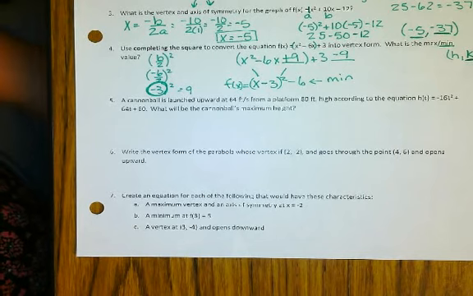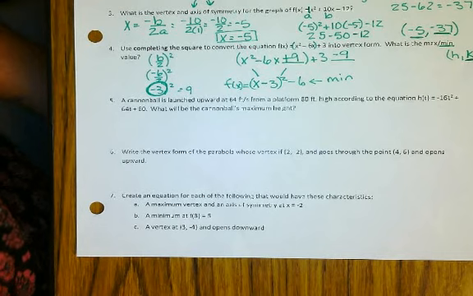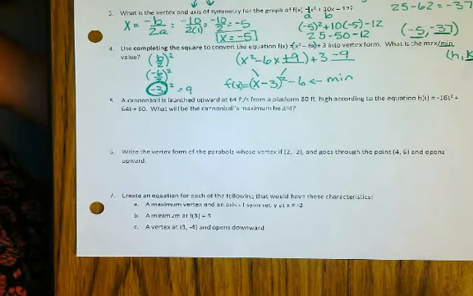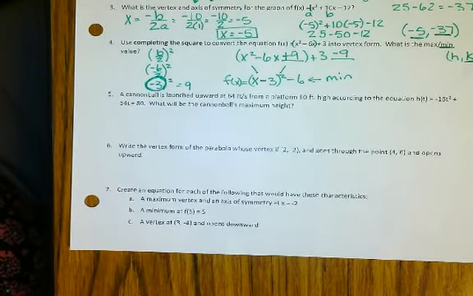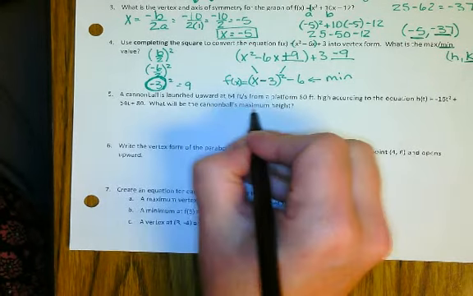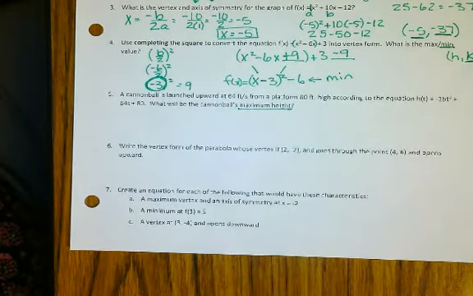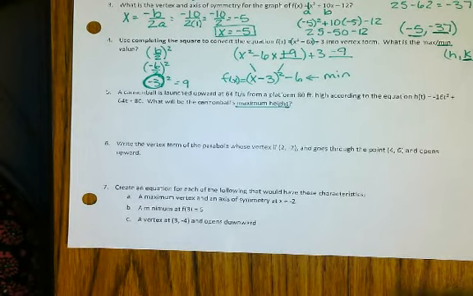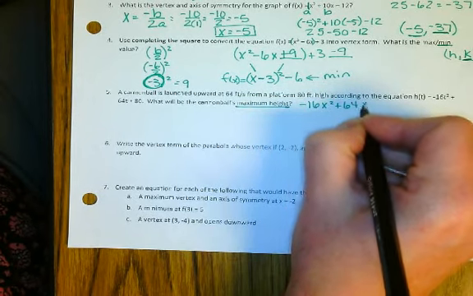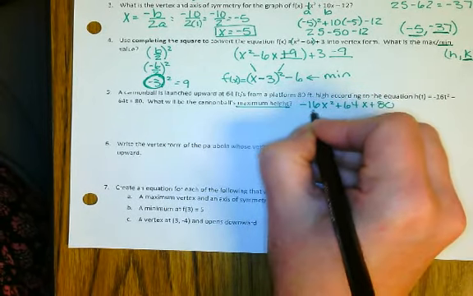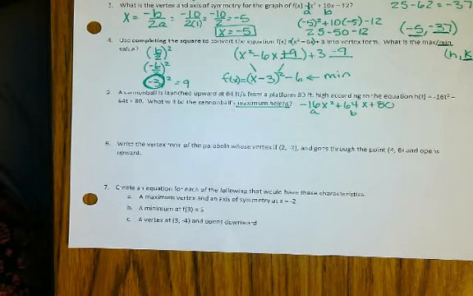Alright, on the next one, it says a cannonball is launched upward at 64 feet per second from a platform 80 feet high. According to the equation, negative 16t squared plus 64t plus 80, what will be the cannonball's maximum height? Okay, so on this one here, again, I need to find out what the axis of symmetry is, and then once I substitute that in, that'll tell me what the maximum height is. So I have negative 16x squared plus 64x plus 80. This is my A and this is my B.